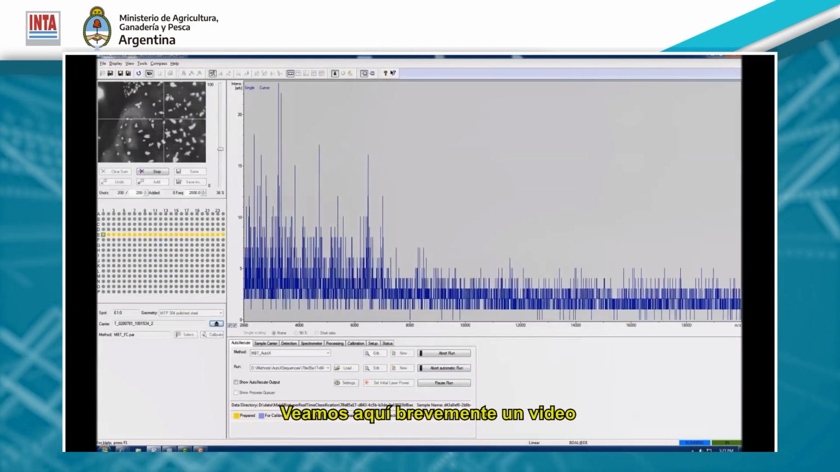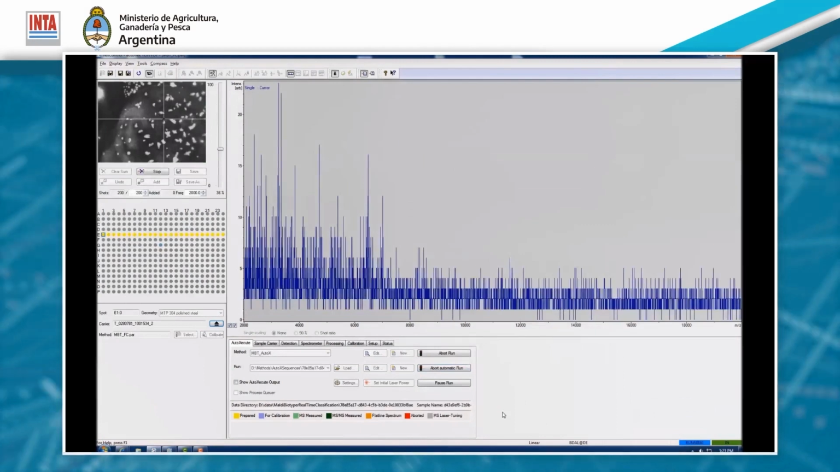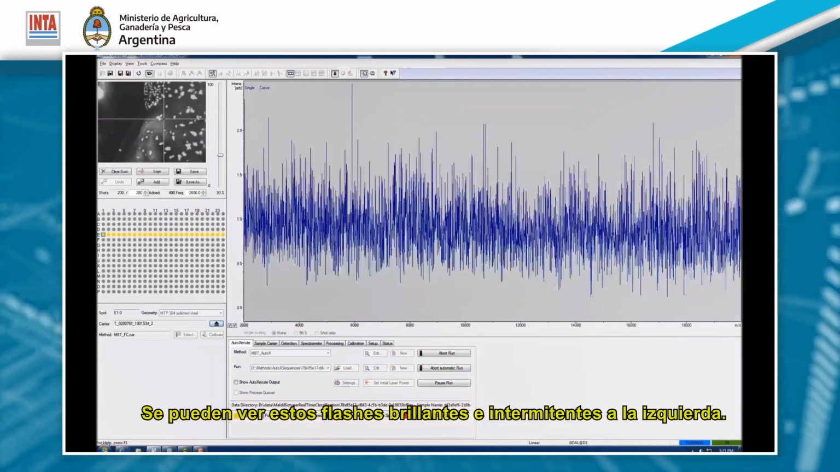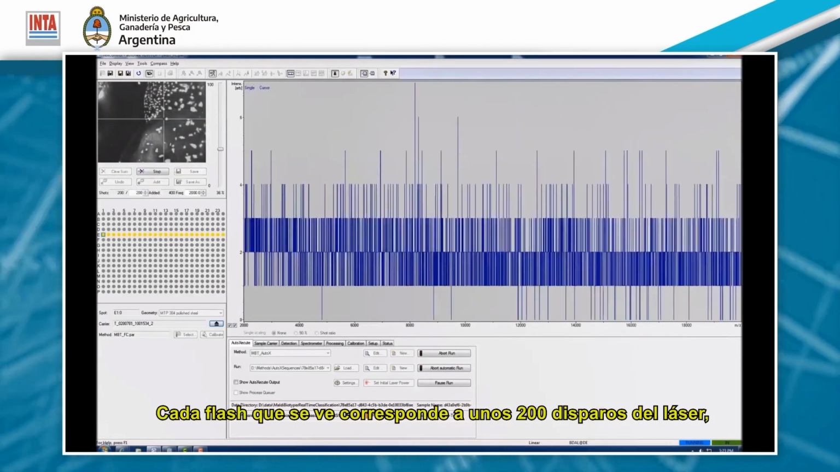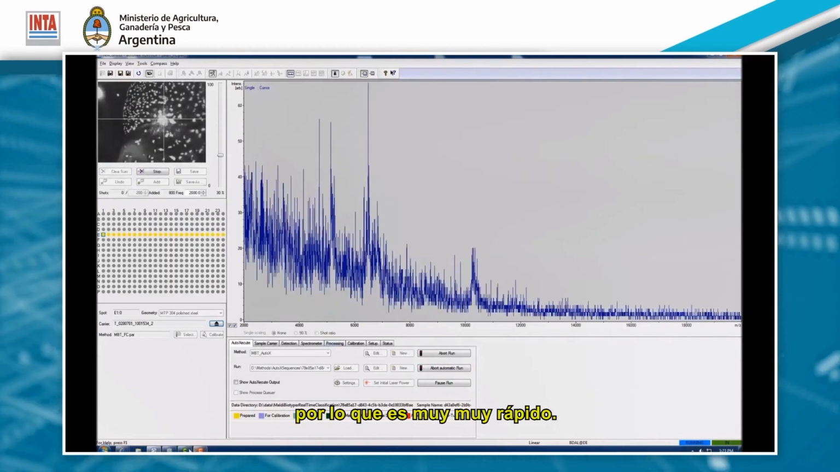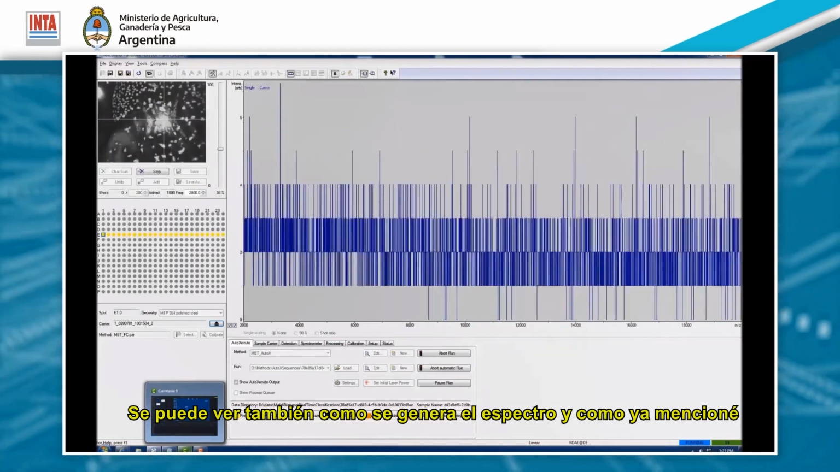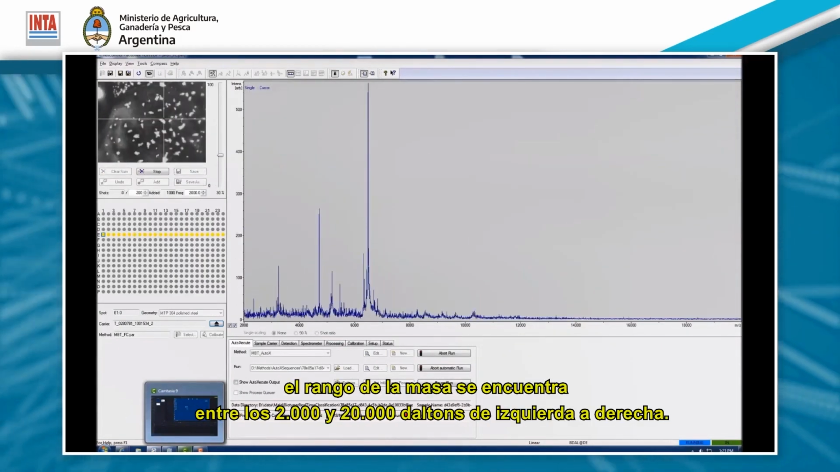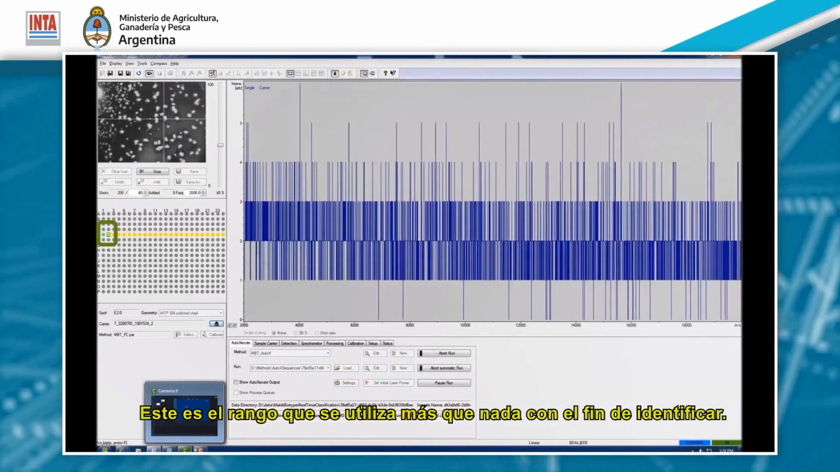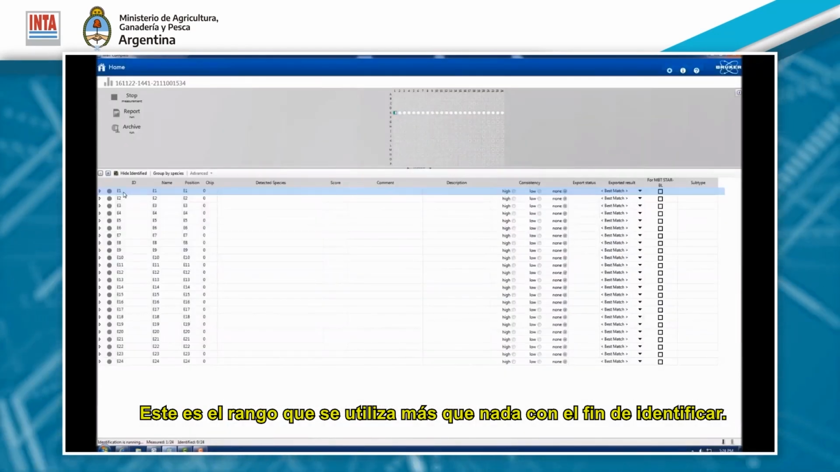Now, let's have a quick look at a movie of spectra acquisition. You can see repeated bright flashes here on the left. Each flash that you see corresponds with 200 shots of the laser. So it's actually very, very fast. You can also see that the spectrum is generated. And as already mentioned, the mass range is between 2000 and, on the right, 20,000 Dalton. This is the range that is mostly used for identification purposes.